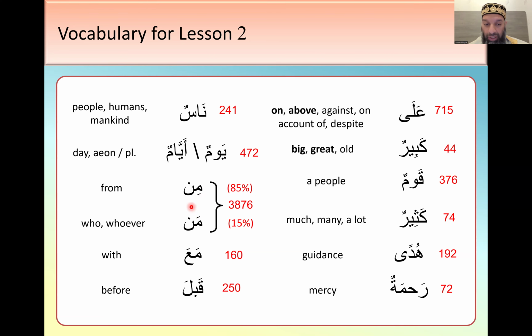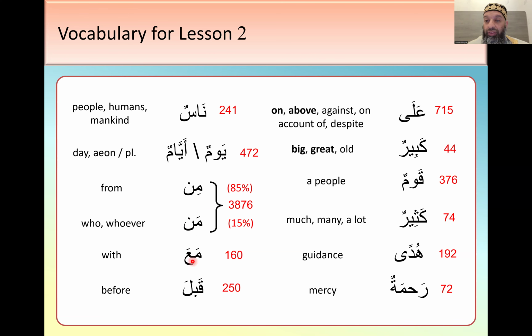Min Allah, from Allah, right? Man means who, whoever. Somebody might say, man anta, who are you? Man huwa, who is he? So man means who, whoever. Combined over 3,800 times.